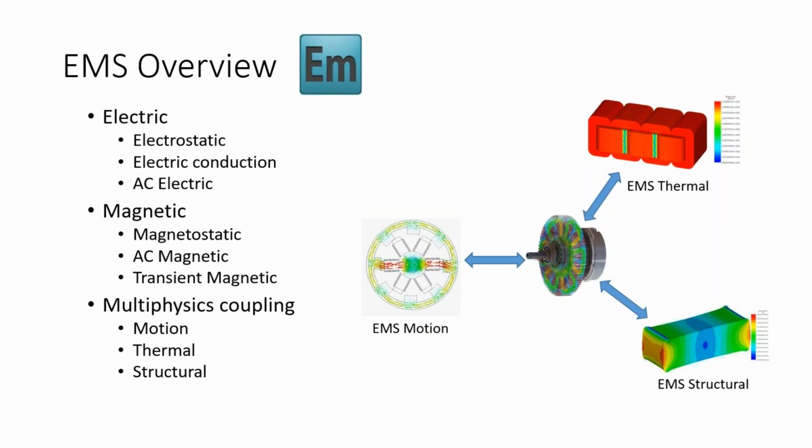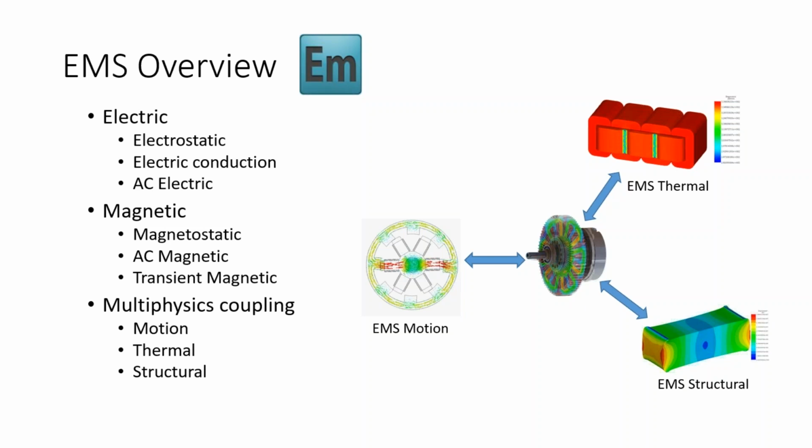Electric conduction is a unique module in the electric group, which is used mostly for analysis of electric current distributions in applications such as fuse design, direct resistance heating, and so on.